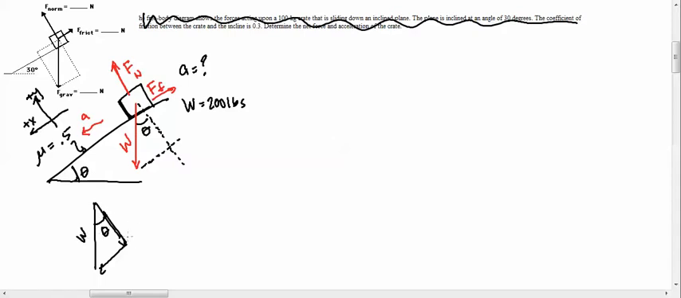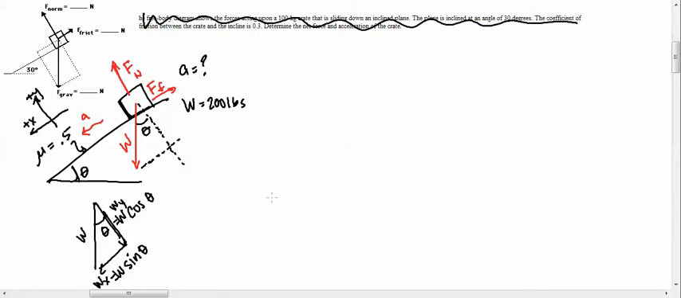Let's go about doing it this way. This is using SOHCAHTOA. This is W cosine theta. And this is W sine theta. By the way, this is Wx, and this is Wy, which is equal to W cosine theta and W sine theta. If you don't believe me, use SOHCAHTOA and figure it out for yourself.